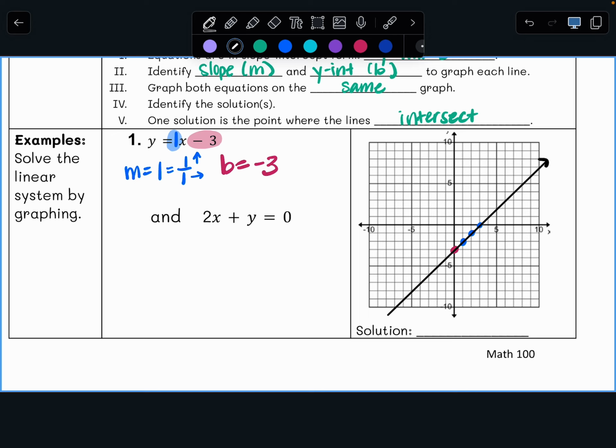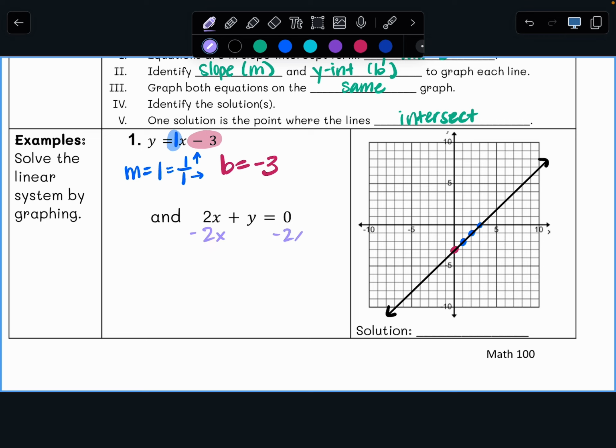Now remember, when you're doing systems, I recommend plotting several points using that slope so that you make sure that your line is perfectly straight, or you might have a hard time seeing where the lines truly intersect. Now let's look at 2x plus y equals 0. This equation is written in standard form, so you can either find the intercepts or convert it to slope-intercept form.